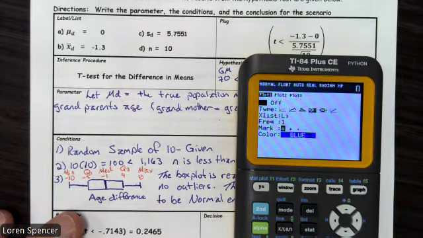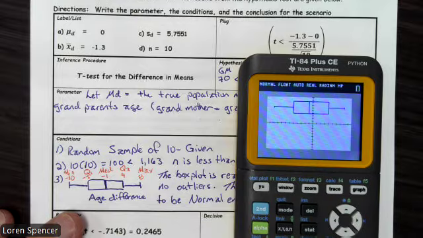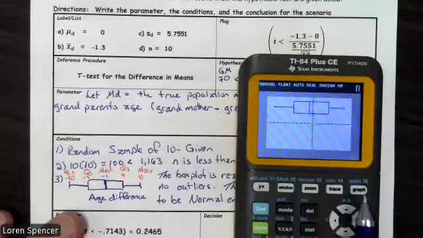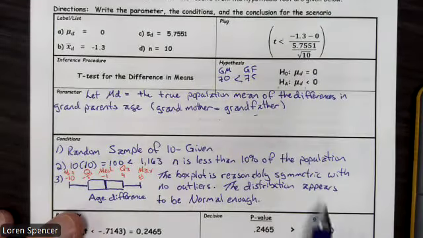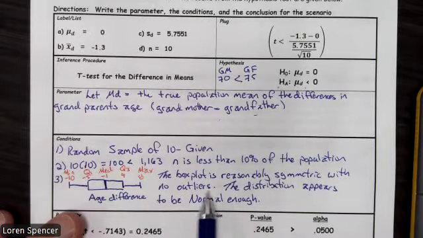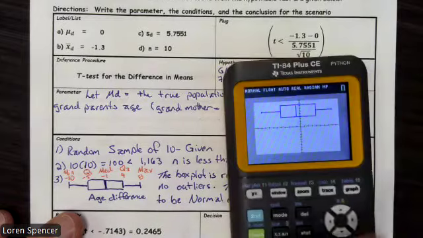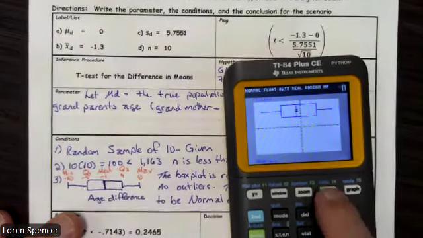Then we went to our box plot, second stat plot. Press enter. Make sure it's on. Drop down and select the box plot showing the outliers. Blue button and number 3. Once we have that in, we can press zoom 9. And we can look at it and we go, okay, there's a box plot and it's reasonably symmetric with no outliers. The distribution appears normal enough. That's our explanation. Make sure you label it as age differences.